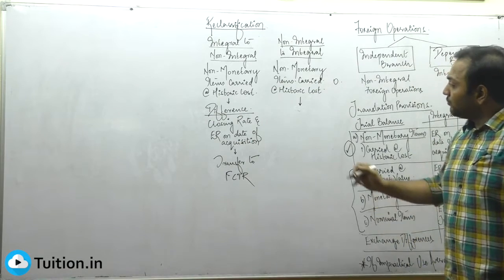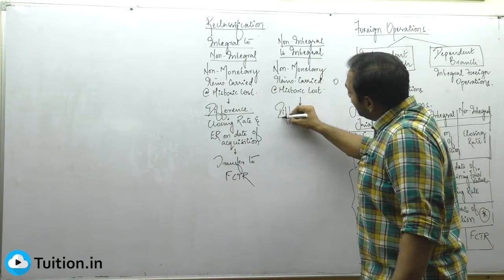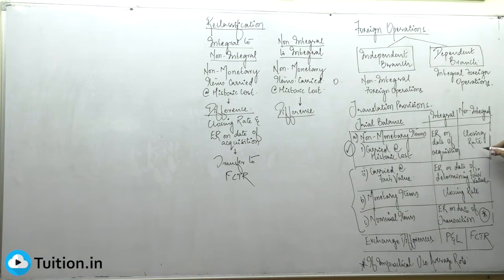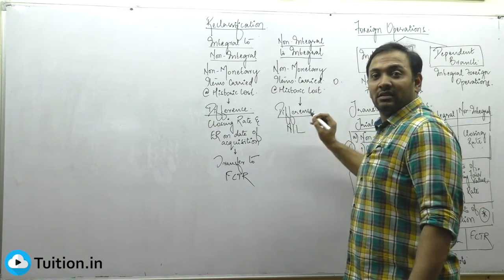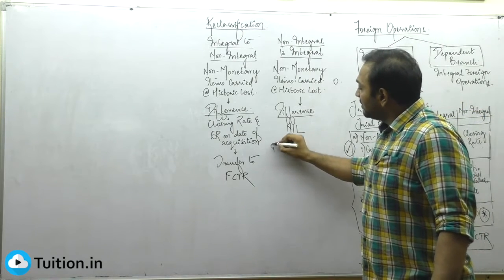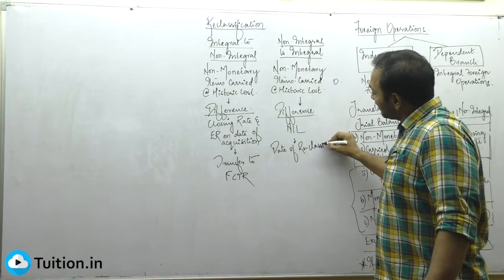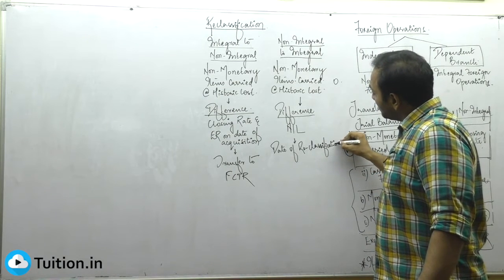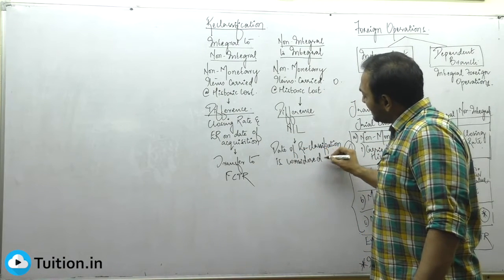Talk about this one now. Non-integral to integral. What is the difference? Earlier when it was non-integral, I was always using closing rate. Now when it became integral, I have to use exchange rate on date of acquisition. So the amount of difference is nil. I won't get any difference. The reason is because date of reclassification is considered as date of acquisition. I'll tell you why he did that.